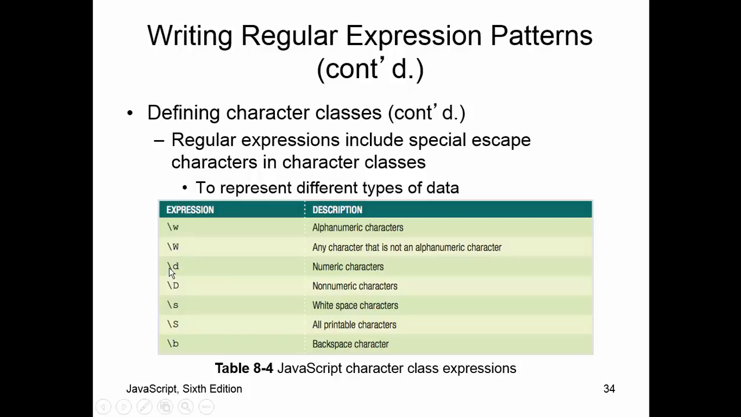You saw this earlier, \d, which meant any digit, if that's a lowercase d. If I use an uppercase D, it means any non-digit. Small w means any alphanumeric character, so any letter or number. Big W means anything that's not alphanumeric. Small s means any white space character, so it could be a space bar, a tab, or a carriage return. With the big S, it means any non-white space character.